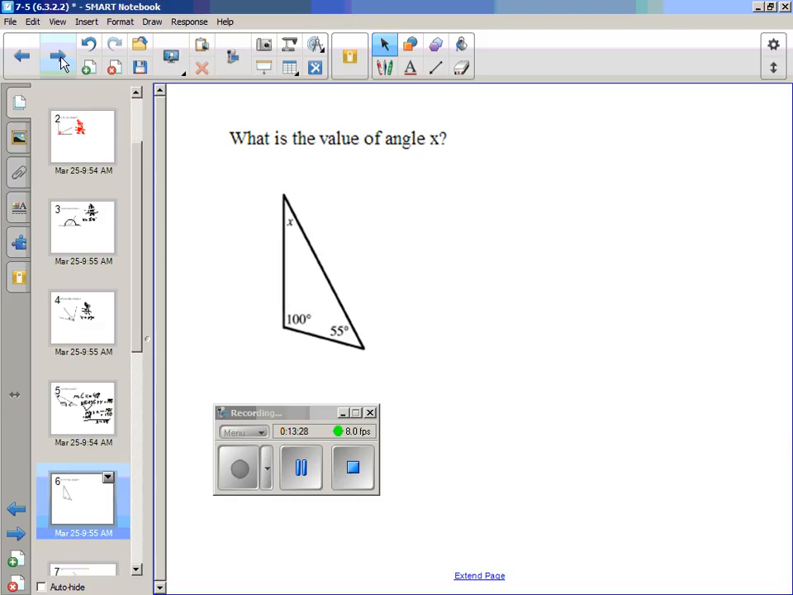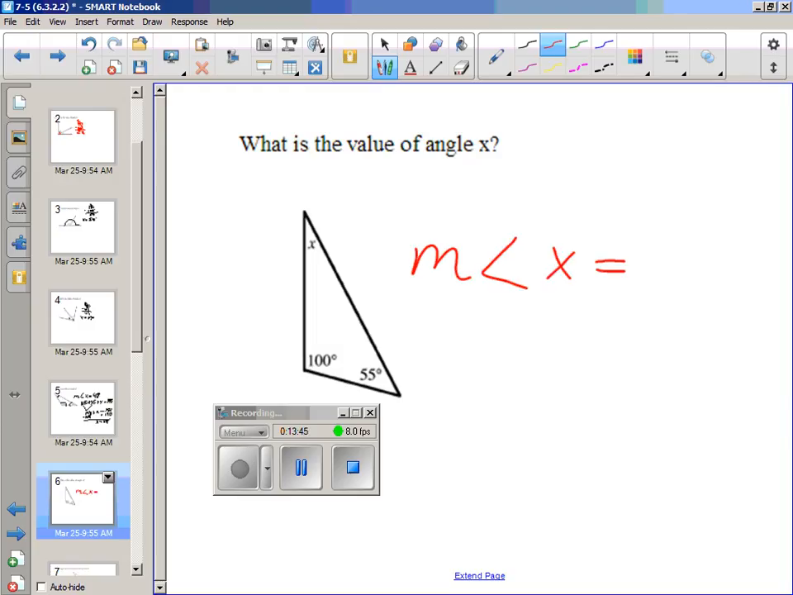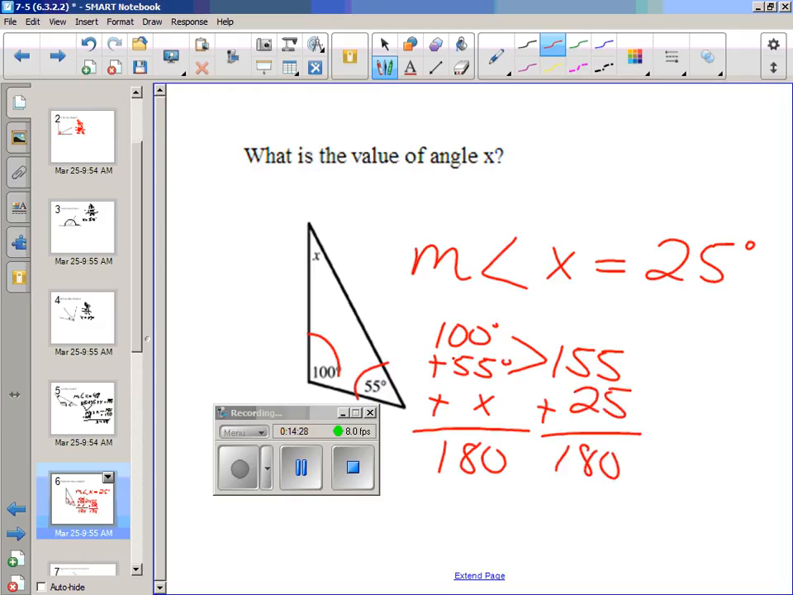Can you find the value of x? Can you tell me what is the measure, that's m, of angle x? The measure of angle x is 25 degrees, and can you tell me why? Every triangle adds up to 180. So you did 100 degrees, which is this angle right here, plus 55 degrees, which is this angle right here, plus x, and it needs to equal a grand total of 180. So when we combine these two, we have 155 plus what number gives us 180? And the answer is 25.